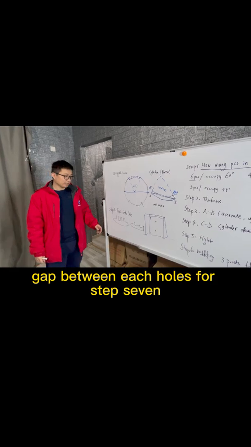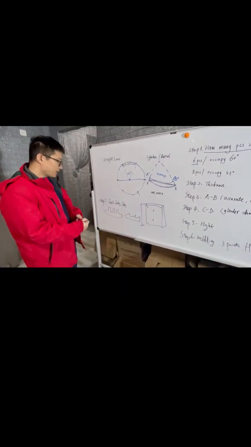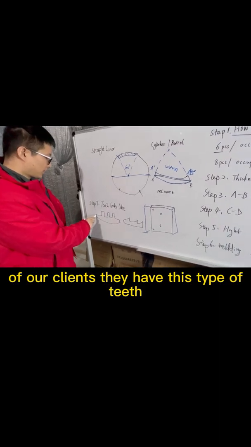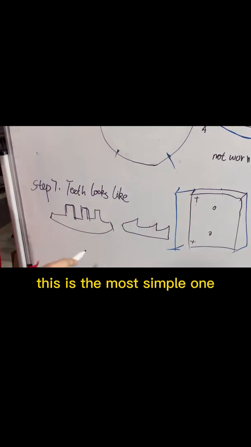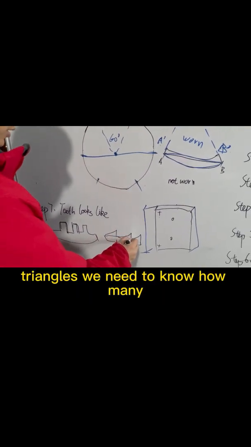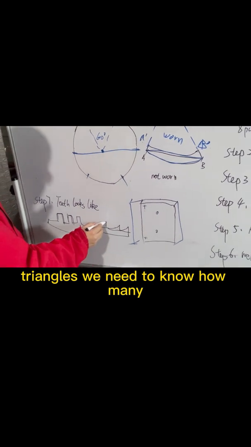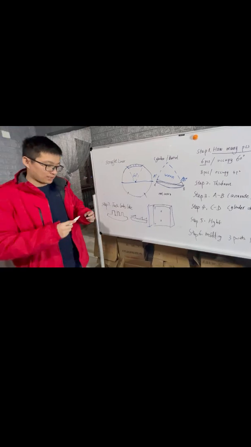For step 7, we would like to know how your teeth look like. Most of our clients have this type of teeth. This is the most simple one, and some people have the triangles. We need to know how many triangles of the teeth are on your liner.